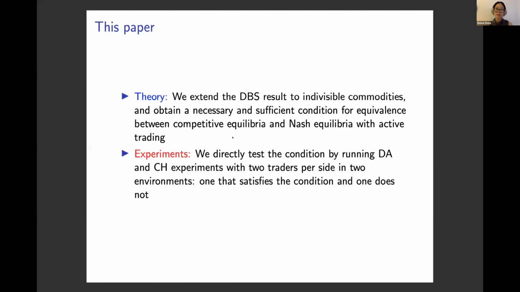So in this paper, theoretically, we extend Dubey, Simon, and Bennessy's result to an indivisible commodity environment, and we obtain a condition for the equivalence of competitive equilibrium and Nash equilibrium. And in the experiment, we are going to test it and compare the performance of our mechanism with the performance of double auction.